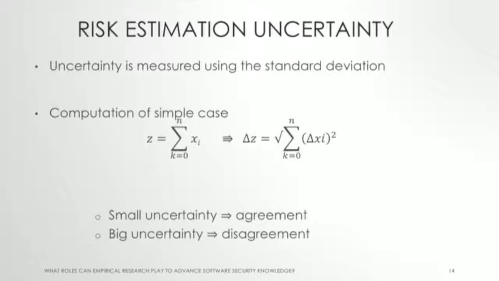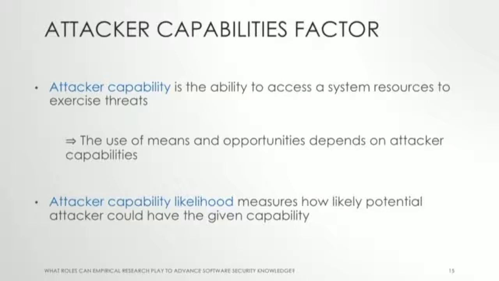So we come to the estimation, and the uncertainty in general is measured using the standard deviation, the regular mathematical standard deviation. For the simple case, you have z, which is the summation of factors x_i. Then the standard deviation for z is the square root of the summation of delta x_i squared. If delta z is a small uncertainty, then there is an agreement, right? If this variation is small, then people agree. If there is a big variation, then people disagree. So a big uncertainty implies disagreement. It's common that we use this for other aspects of uncertainty estimation. So that's the approach.